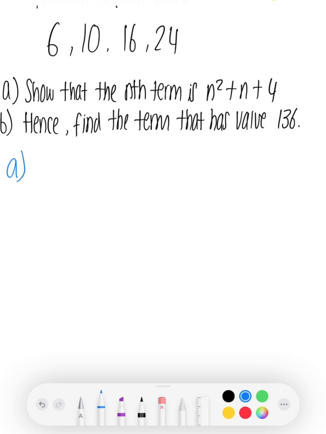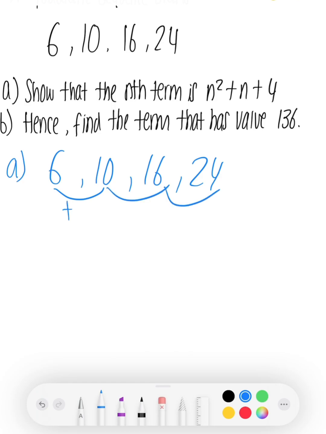So let's start going about this one. So we've got part A. We've got the following terms up there. So we've got 6, 10, 16 and 24. Just need to find the common difference until we've got no more differences. So plus 4, then we've got a difference of plus 6, then we've got a difference of plus 8. Find another common difference, so plus 2 and plus 2.